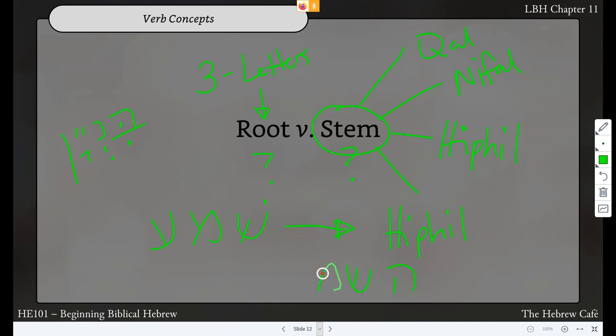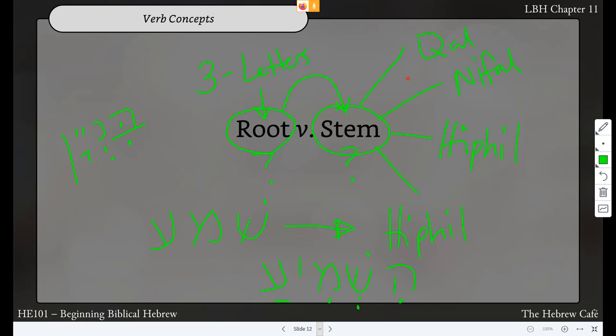Hishmia means he caused someone to hear, or he played something. He played music, played a message, he made somebody hear it. Hishmia. That's with a furtive patach on the end. Okay. So basically, you can put the root, the three letters, generally three letters, sometimes four, into a stem.